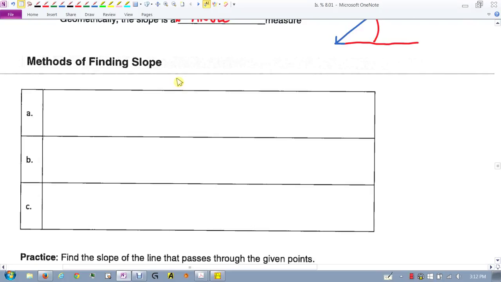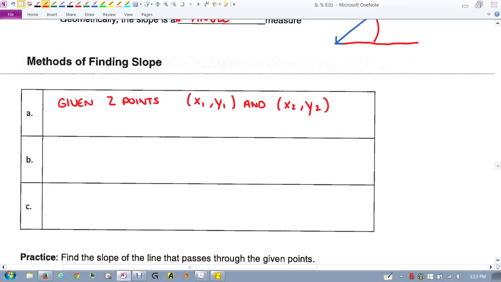All right, now how do we find the slope? Rise over run. You all heard that before? If you're given 2 points, I will call the first point x1, y1, and the second point x2, y2. This is pretty standard notation. x1, y1 means the x-coordinate and y-coordinate of the first point, then the x-coordinate and y-coordinate of the second point.